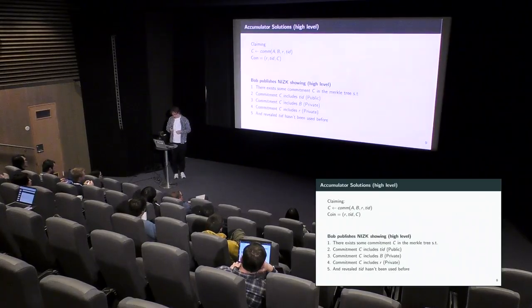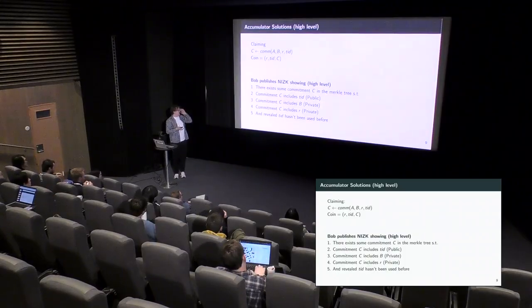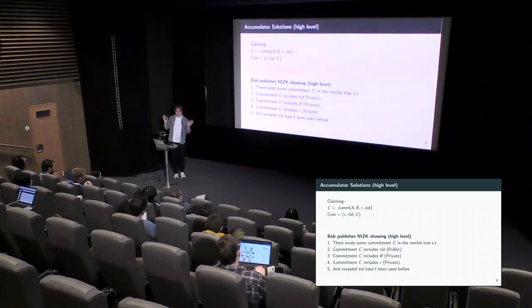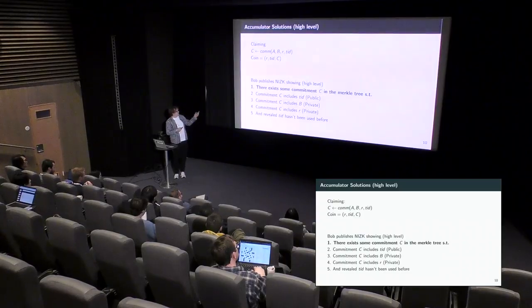So the way that these kinds of proofs generally look is you have this commitment, and then Bob will do some sort of NIZK, a non-interactive zero knowledge proof, that says there exists some commitment in the Merkle tree, and this commitment includes TID, the transaction identifier, and it also includes me as the receiver, but I won't necessarily say who I am if I'm doing this anonymously. And I know the randomness to it, and TID has not been used before, which is easy to check in the clear. The problem in this scheme comes in step 1.